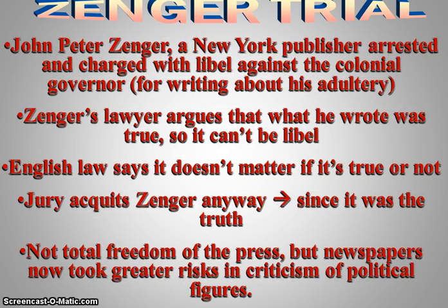John Peter Zenger was a publisher who was arrested and charged with libel, which means basically spreading lies against the colonial governor. And he basically was writing about the truth, which was that the governor was engaged in an adulterous relationship.